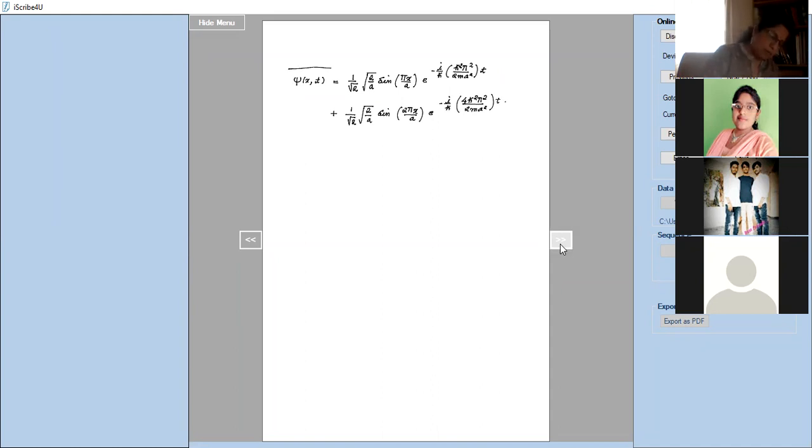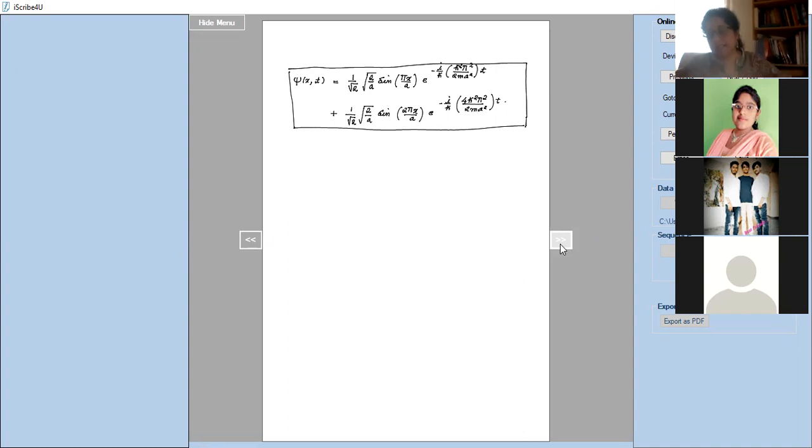So this is your psi of x, t. Please note that the time dependence for each of these states is determined by the energy of that particular state. So it is not going to be as non-trivial as you would have thought earlier. There are different time dependencies associated with different parts of it.